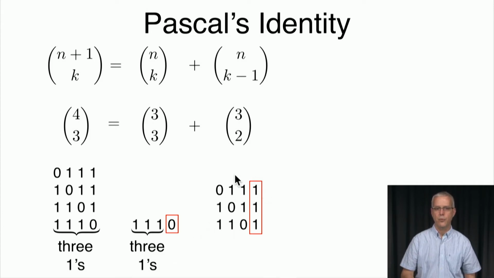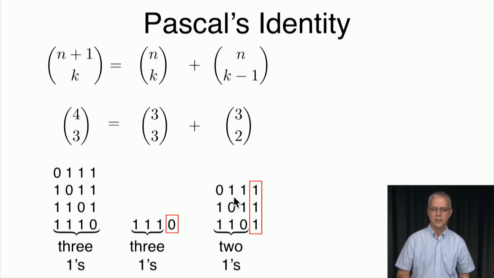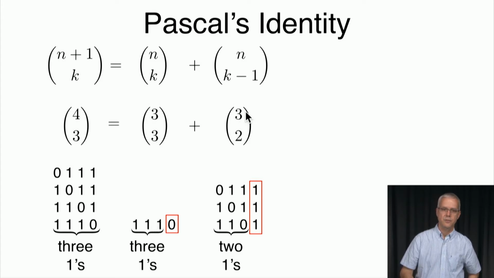Well, we have all the strings here of length 4 with 3 ones, but we're using 1 bit here. So this set corresponds to the collection of 3-bit sequences with 2 ones, and we just appended each of them with 1. So we're asking how many 3-bit sequences have 2 ones, and that number is 3 choose 2. So the collection of 4-bit sequences with 3 ones corresponds to the collection of 3-bit sequences with 3 ones, which is 3 choose 3, plus the collection of 3-bit sequences with 2 ones, namely 3 choose 2.